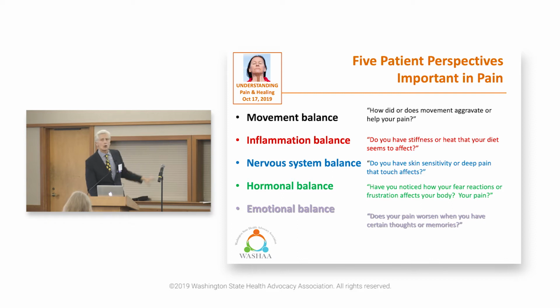The next one, hormonal balance, is my way of saying the stress system. Well, what is that? The autonomic nervous system we've heard about. And I put it under hormonal and ask questions like, have you noticed how your fear reactions or frustration affects your body or your pain? And last but not least, we call emotional balance. That's what I've called it. We can call it cognitive, but the issue is, does your pain worsen when you have certain thoughts or memories?